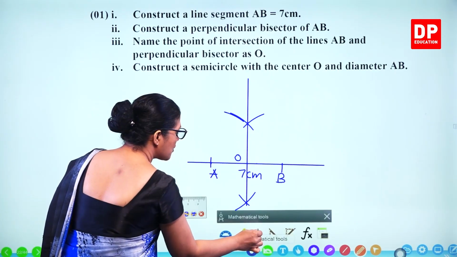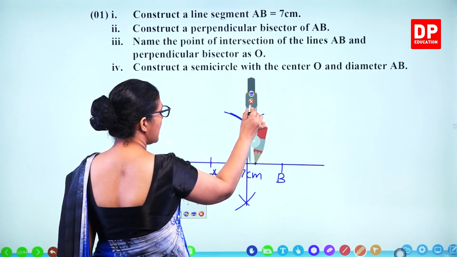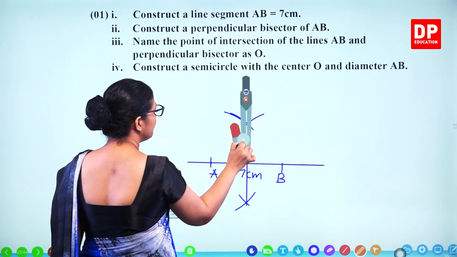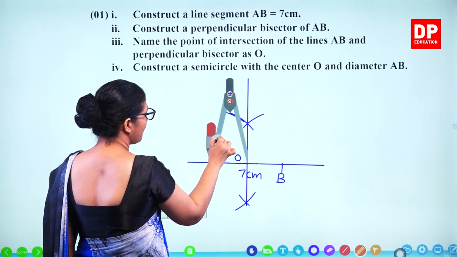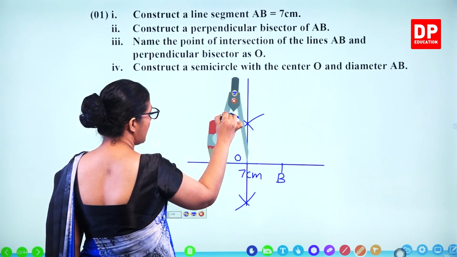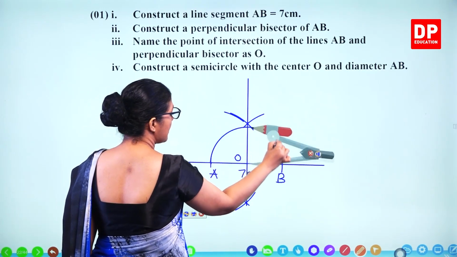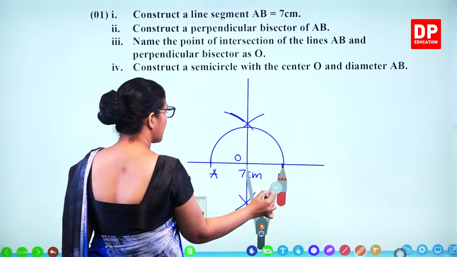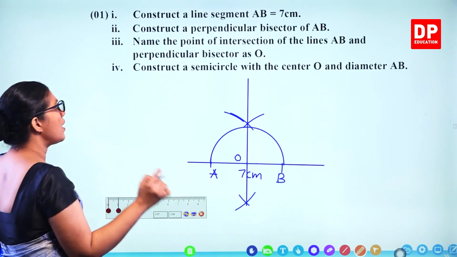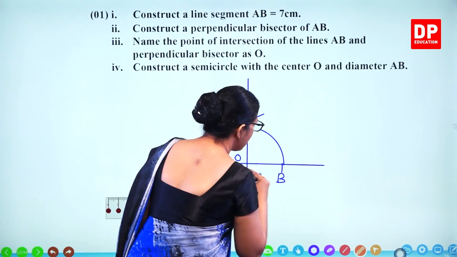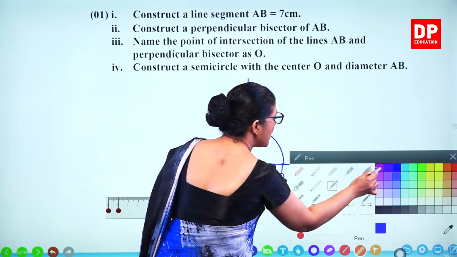We'll take the compass to draw the semicircle. We'll take the radius as OA. So OA is the radius. Now draw the semicircle. So you get this, the semicircle AB, and the diameter is AB.